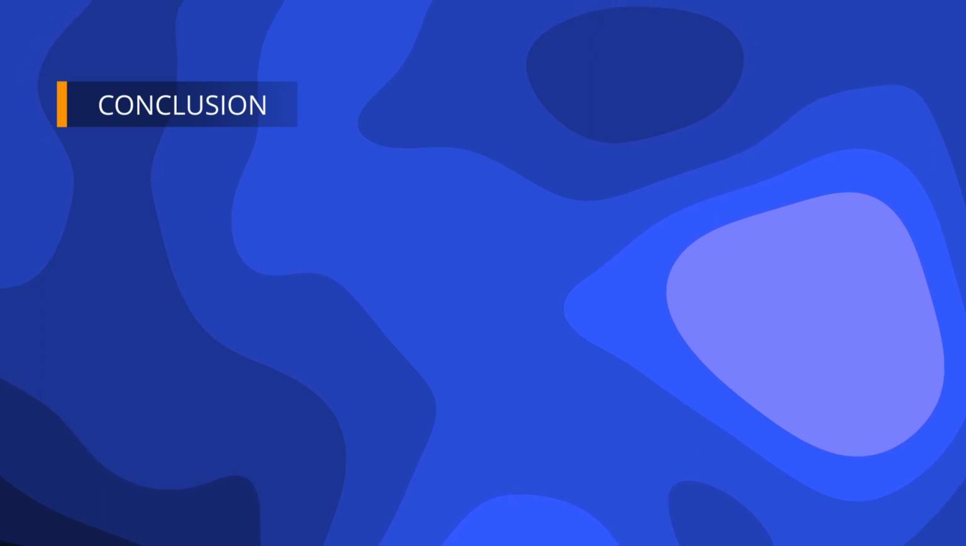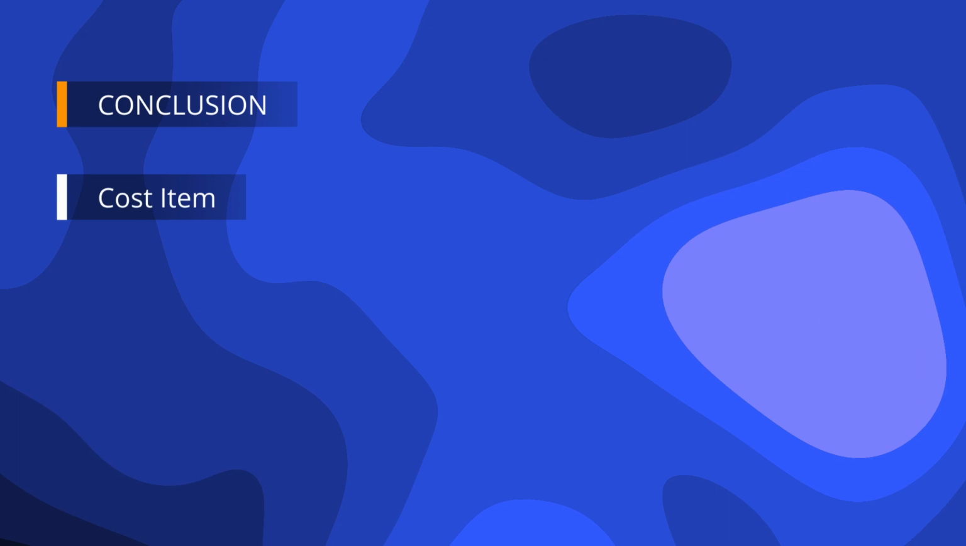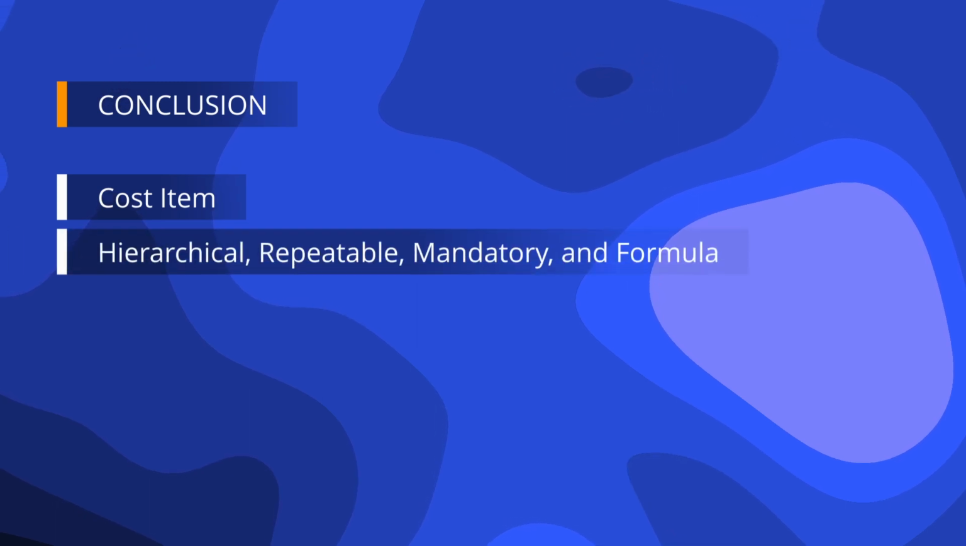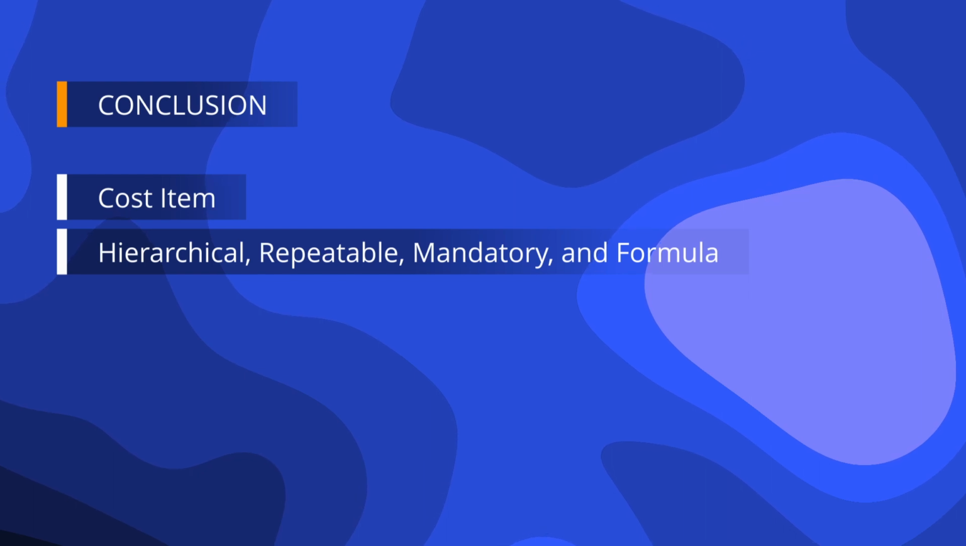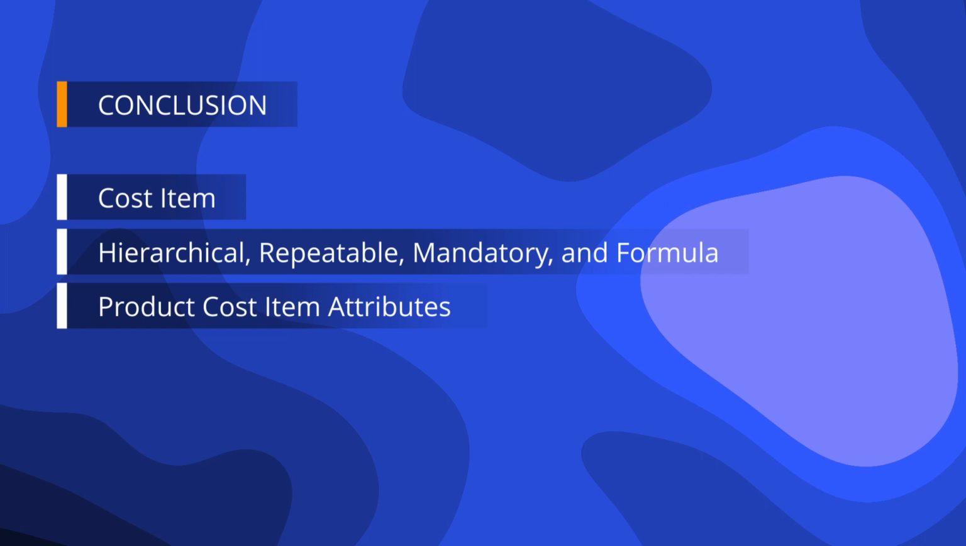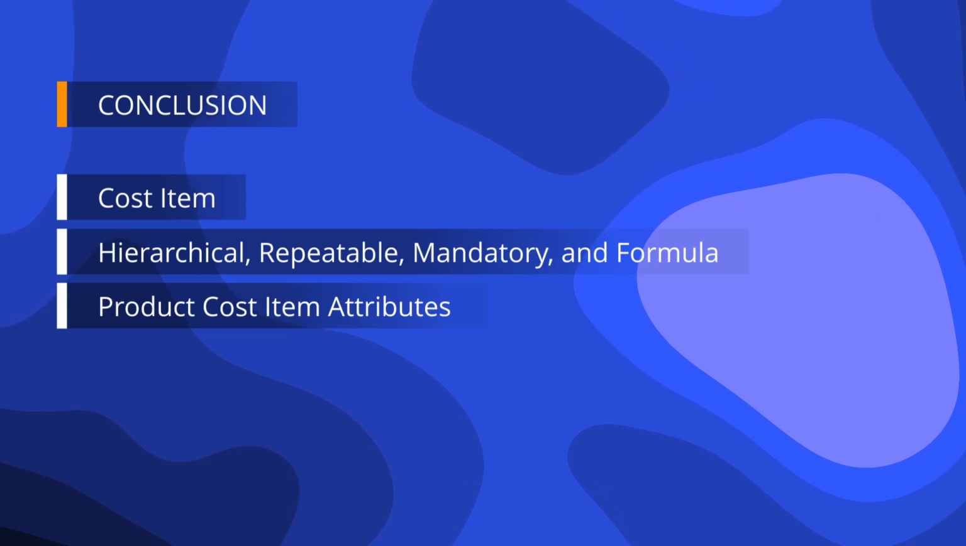To begin, I delved into the building blocks of cost structures, the cost item. We explored how cost items can be used to model even the most complex commodities by leveraging their hierarchical, repeatable, and mandatory properties and formula. Although you are already familiar with attributes in general, you may not have realized the essential and powerful role that product cost item attributes play within cost structures.